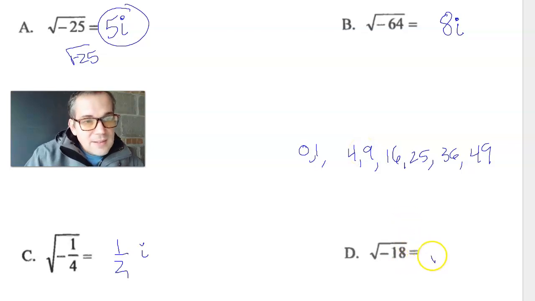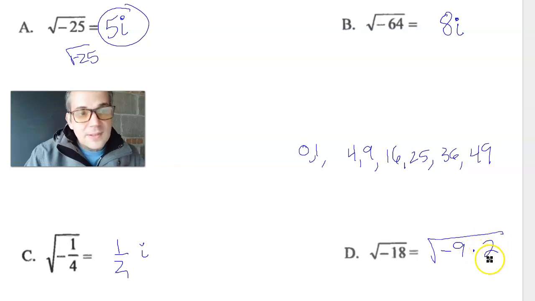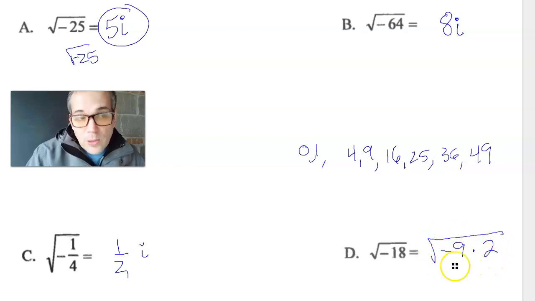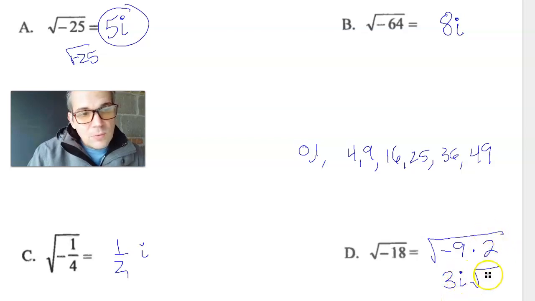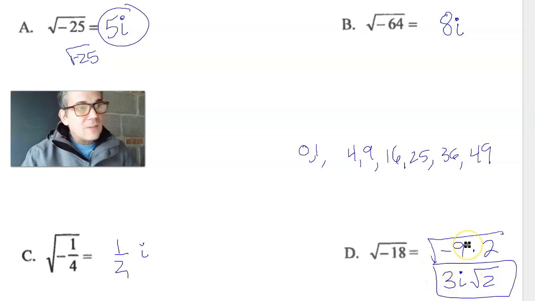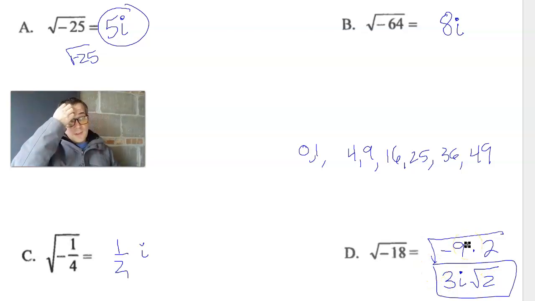So I will take this and rewrite it as negative perfect square times whatever else is left. I will square root the part that I can. Oh, but it was negative, so I'm going to tack an i on it. And then this I couldn't square root, so root 2. So that's the first few examples, and I'll do the other few examples in another video.